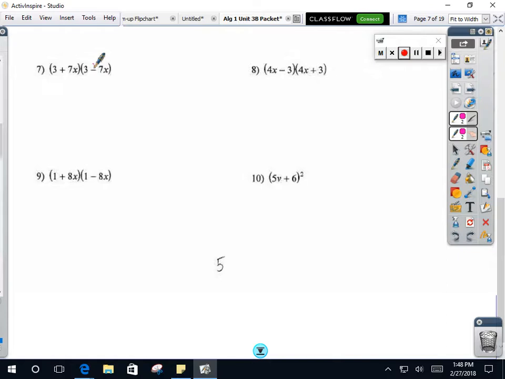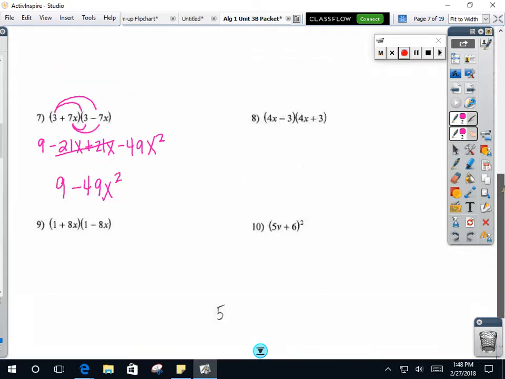Well, watch what happens when I double distribute. 3 times 3 is 9. 3 times negative 7x is negative 21x. 7x times 3 is positive 21x. And 7x times negative 7x is negative 49x squared. What happens when I simplify? Right, the middles cancel out, and you're just left with the 9 minus 49x squared, which is a binomial.